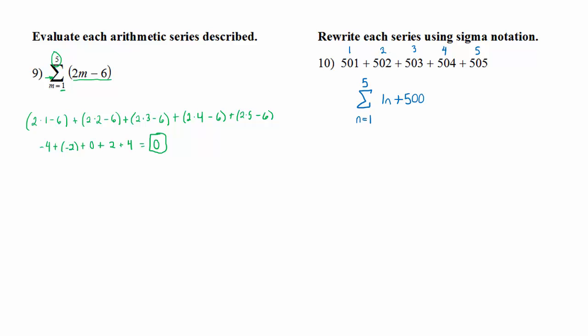When I plug in 2, I should get 502. When I plug in 3, I get 503. So this is the correct sigma notation for what we want. There may be other ways that you could write it that work, but if you have something else that you think works, make sure that you plug in 1, 2, and 3 at least, if not all the way to 4 and 5, just to make sure that it really does give you these numbers in this sequence. Plugging in and getting just the first term doesn't guarantee that you got the right rule. You need it to get 2 or 3 terms before you know you got it.